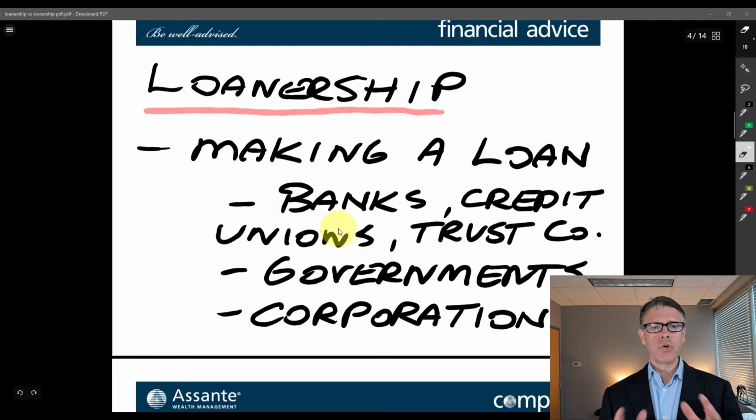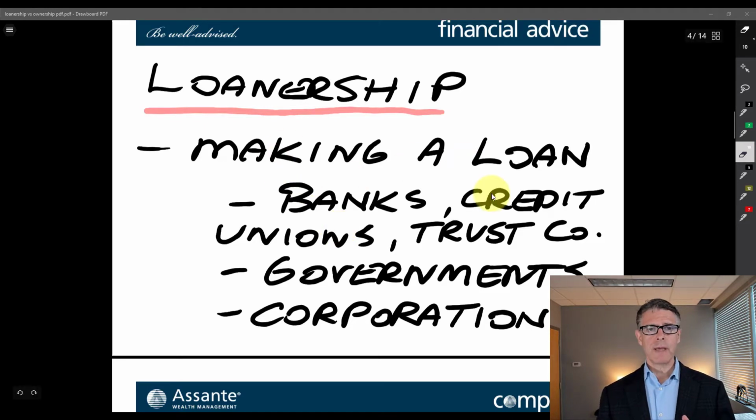Now, when it comes to the two key categories of investing, when you look at portfolios, there's going to be loanership investments and ownership investments. I'm going to focus in on what we call loanership investments. Loanership really does imply the extension or making a loan. And the most common ways of making loans for all of us would be the loans that we make to financial institutions, to banks, credit unions, and trust companies.